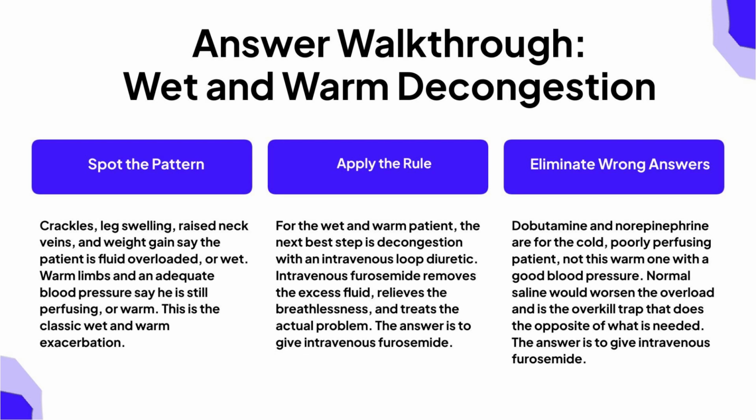Finally, eliminate the wrong answers. Dobutamine and norepinephrine are for the cold, poorly perfusing patient, not this warm one with a good blood pressure. A large bag of normal saline would make the overload worse and is the overkill trap that does the opposite of what is needed. The correct answer is to give intravenous furosemide.